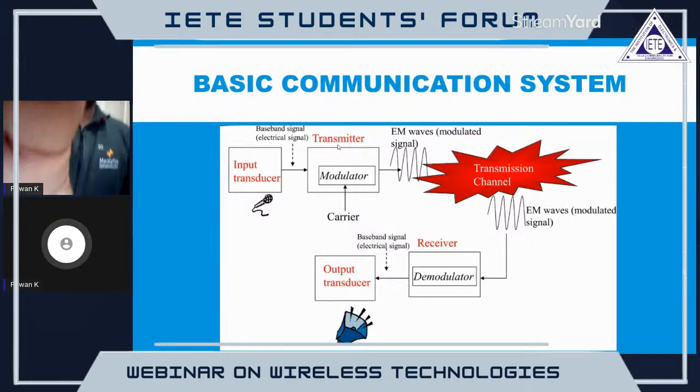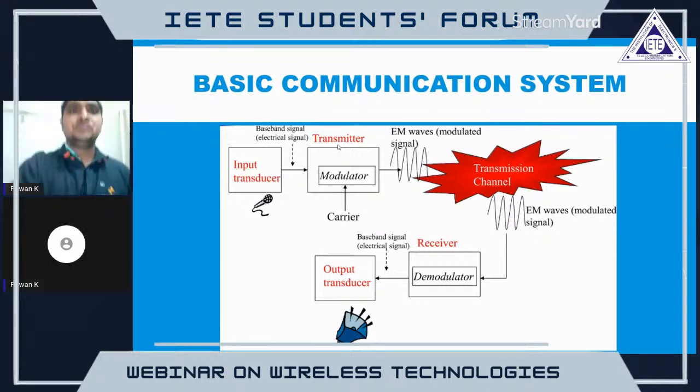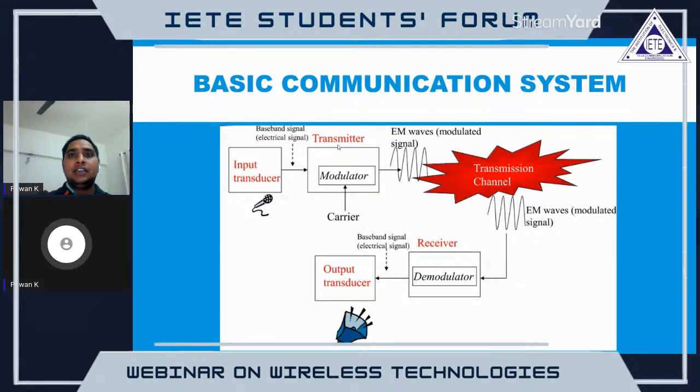So at the transmitter side, we see two main blocks in our basic communication system block diagram. First is the input transducer. In the input transducer, you are able to see that a microphone is being used. How exactly the microphone came into the picture and how it is used in communication technology is that whatever I am speaking is first converted to electrical signals.